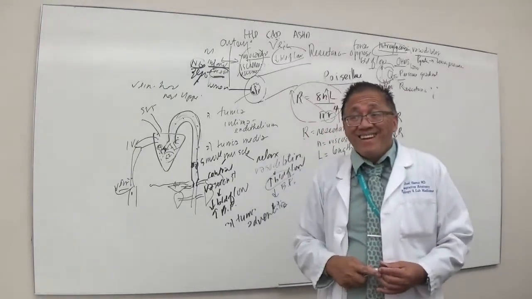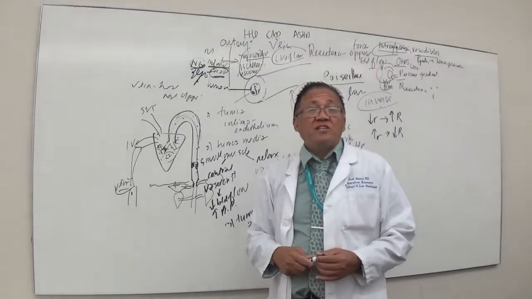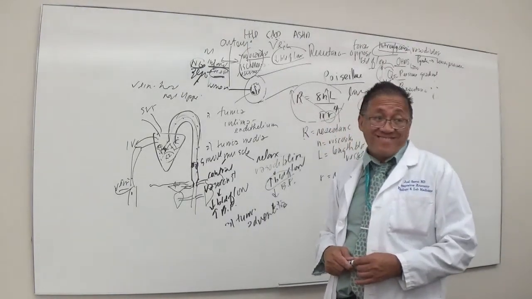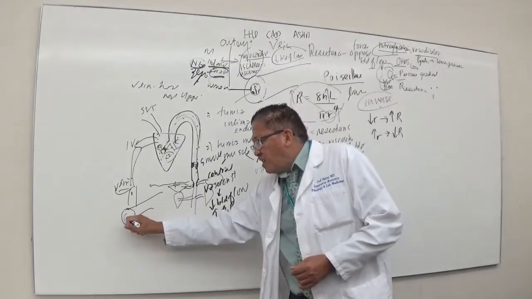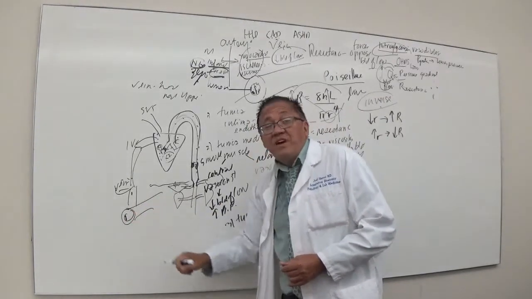Thrombophlebitis. And what exactly is a thrombus? Is it a stationary clot or a traveling clot? It simply means that it is what? This is the vein. The clot is attached to the wall and the vein is inflamed.